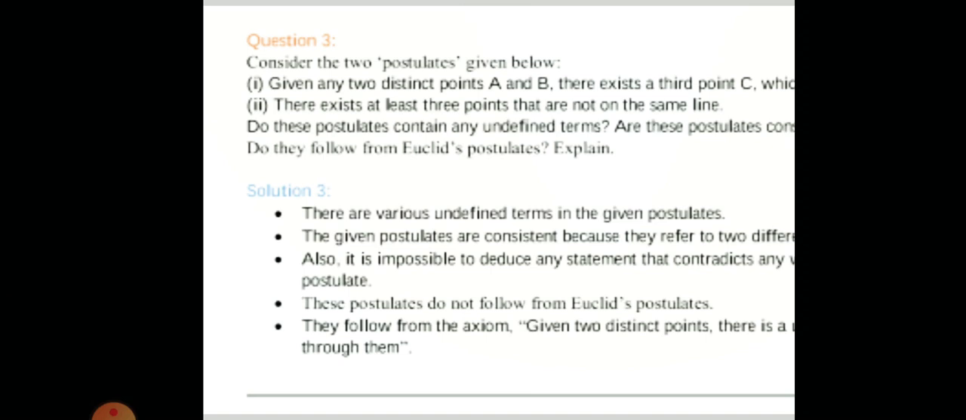There are various undefined terms in the given postulates. There exist at least 3 points that are not on the same line, and 3 points that exist on the same line.